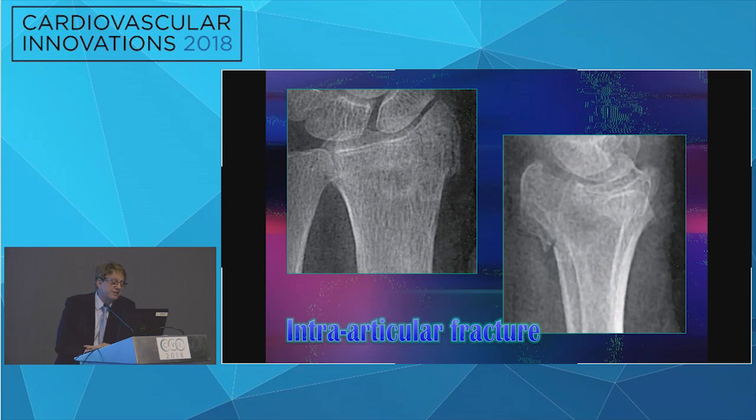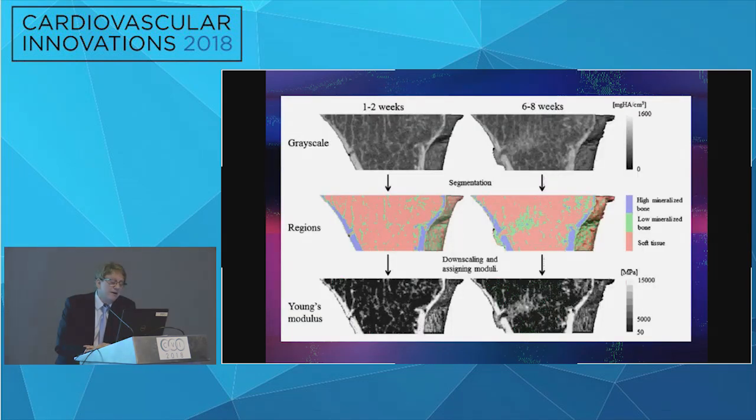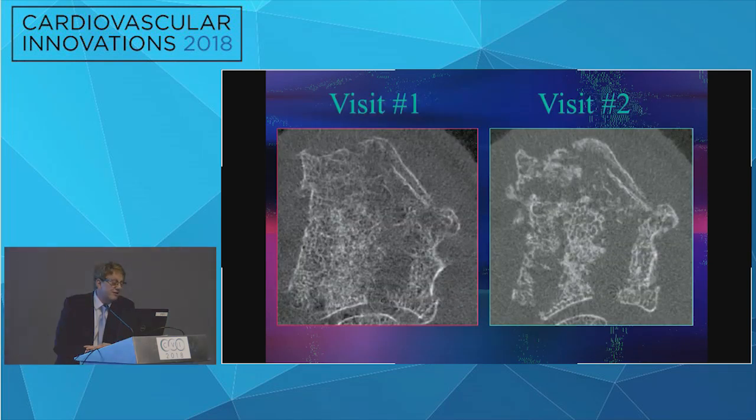So here's a typical intra-articular fracture. And if we look over here, this is the type of readout you get from high-resolution peripheral CT. The color coding shows highly mineralized bone in blue. The green is low mineralized, and soft tissue, vascular tissue, early forming soft callus, things like that, is somewhere between red and green. And then Young's modulus can be calculated from this type of data, basically giving us an idea of bone strength, for example.